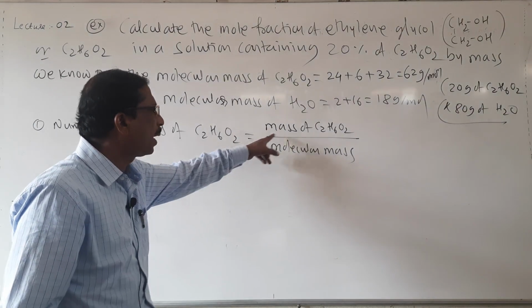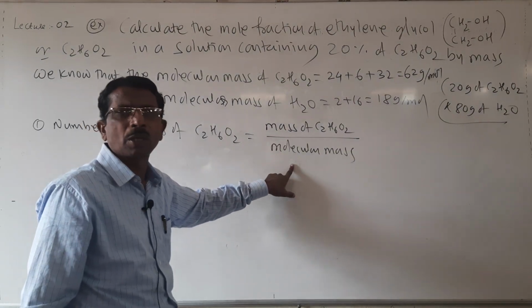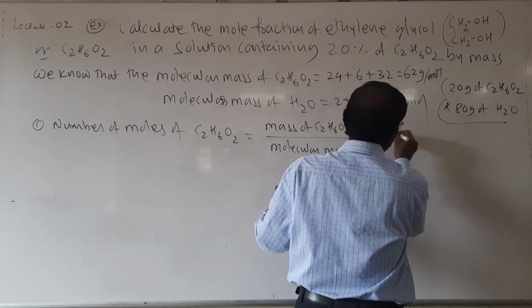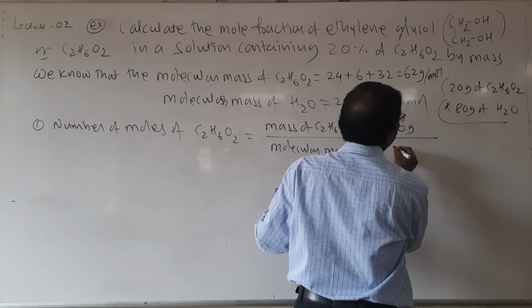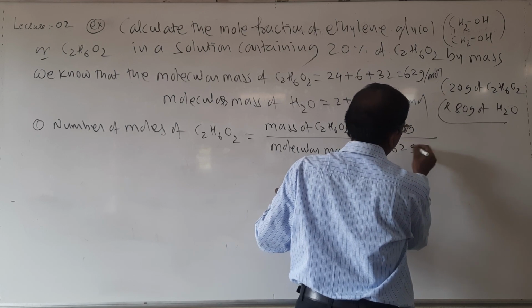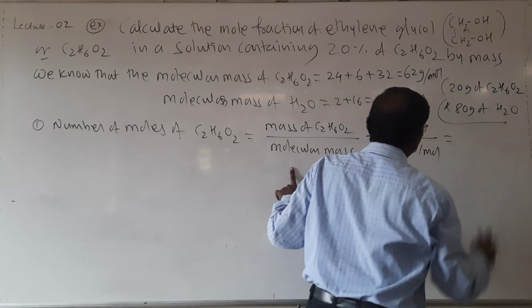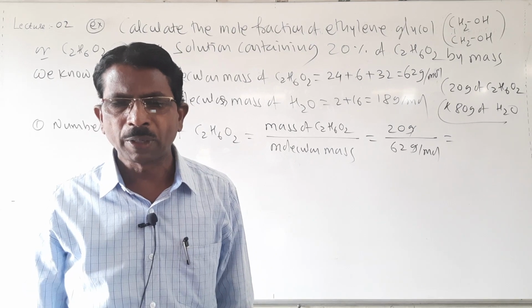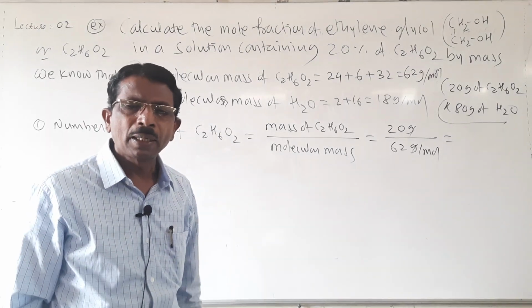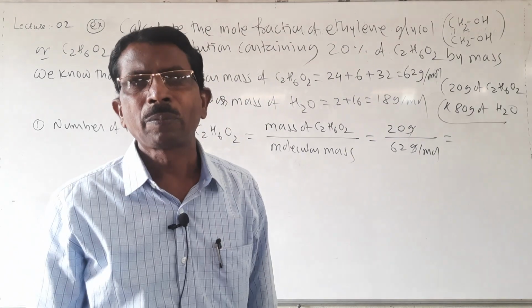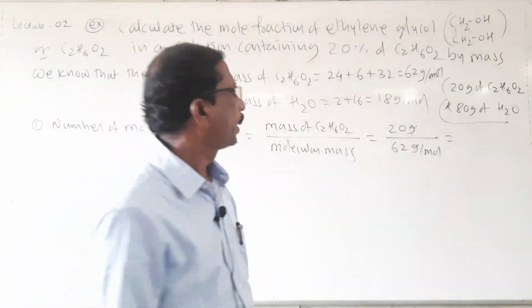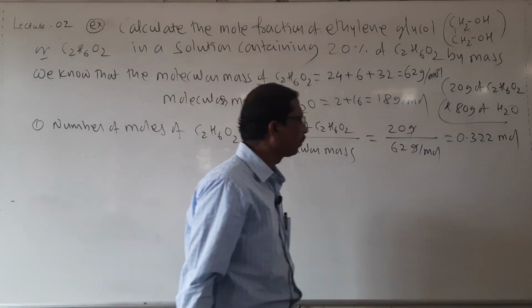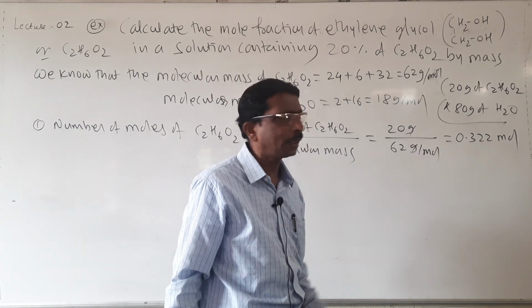Remember students, mass of C2H6O2 and molecular mass gives the number of moles. So what is the mass of C2H6O2 here? It is given as 20 gram, and its molecular mass is 62 gram per mole. So here it becomes 20 divided by 62, which is nearly 1 by 3, that is about 0.322 mole. Gram cancels, mole remains.